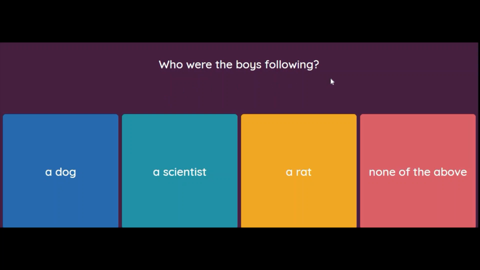Who were the boys following? A dog, a scientist, a rat, or none of the above? So children, we're talking about the boys following footprints without feet. So they were following the footprints, but actually they were following a scientist.